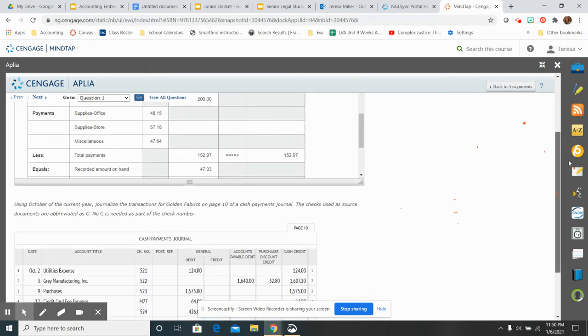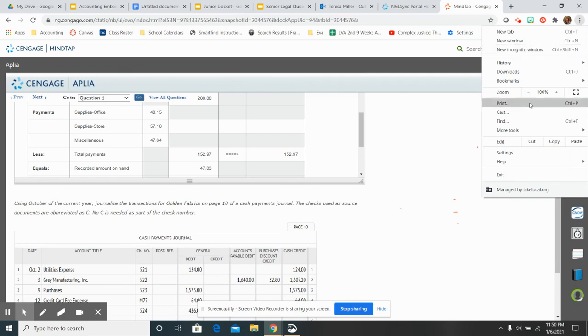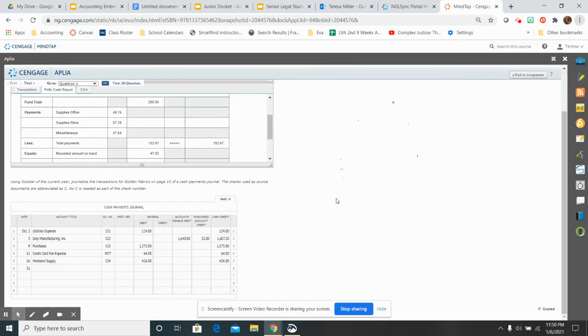So we bought, I need to reduce the size here. Okay. So we bought supplies office, and that was for $48.15 debit. Supplies store, $57.18. Miscellaneous expense for $47.64.